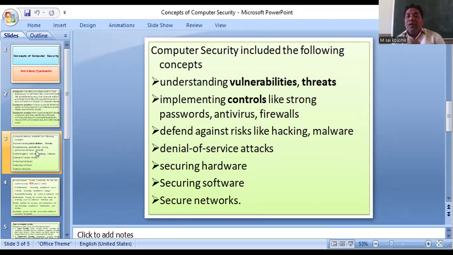Second, implementing controls like strong passwords, antivirus, firewalls. Yes, that is the best job of computer security. Computer security provides or implements controls like strong passwords, antivirus, firewalls. You know everything about firewalls from the previous semester, no? This is like a medicine, how to protect particular files. Computer security defends against risks like hacking and malware.